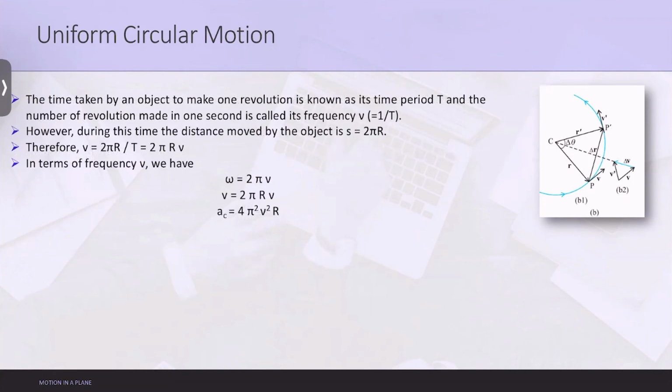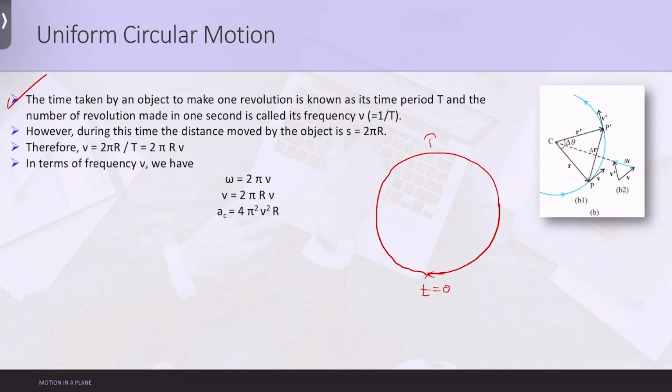Now, more explanation regarding these. The time taken by an object to make one revolution is known as the time period T. What they are saying is, let us say the object started from this location at some time t equal to 0. Then it went in a circular motion and finally reached this location again. The time required to make this one complete revolution is called the time period.